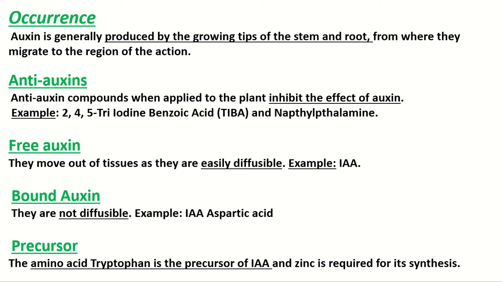Free auxin and bound auxin. These are the two types of auxins found in the tissue. Free auxin has the capacity to move out of tissue easily, which means they diffuse easily. An example of free auxin is IAA. Bound auxins are the auxins which are bound inside the cell and don't have the property to diffuse easily. That means they are not diffusible. An example of bound auxin is IAA aspartic acid.